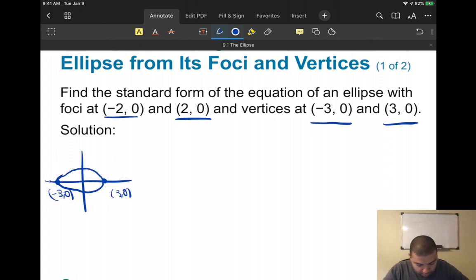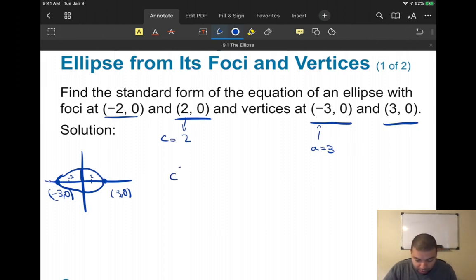Okay, so that means the minor axes are vertical. So I have to find the minor axis. That's all I need to find the rest of the equation. And these are the foci, right? So this is -2 and 2 are the foci. So C equals 2, and that means A equals 3, because that's the major axis, right? So to find B is the only thing that I need for the equation.